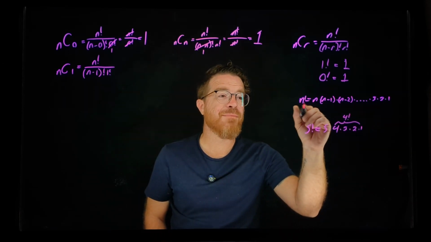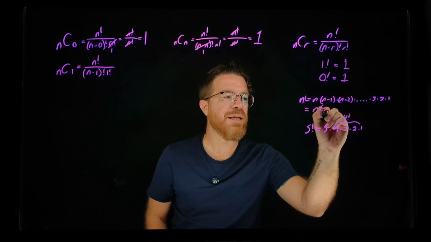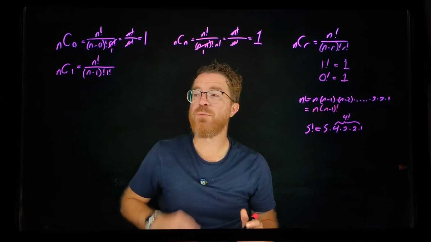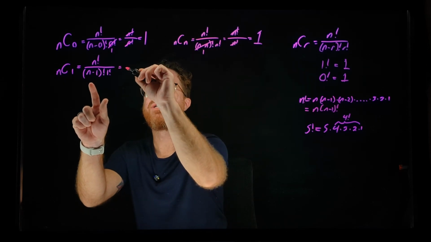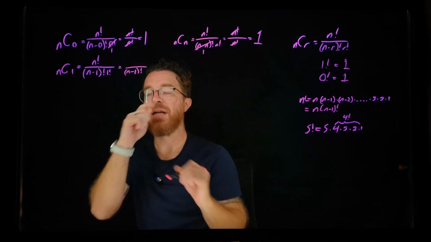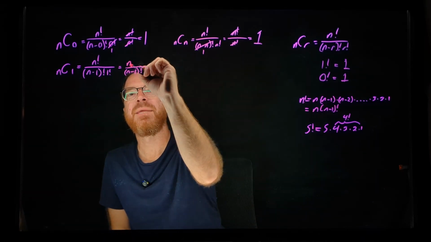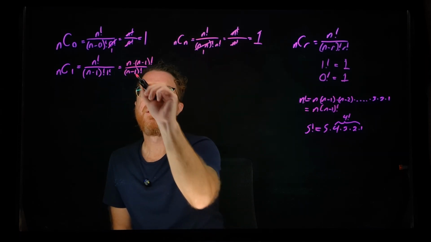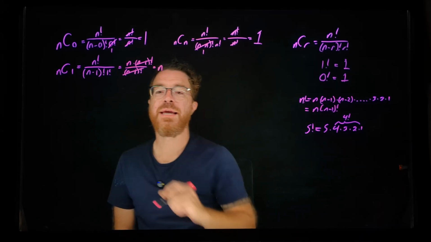So this means that my n factorial can be written as n times n minus 1 factorial. And this is going to be very important for this one. So we have n factorial in our numerator and n minus 1 factorial in our denominator. So I'm going to rewrite this n factorial as n times n minus 1 factorial. The n minus 1 factorials will cancel, and I'll be left with n.